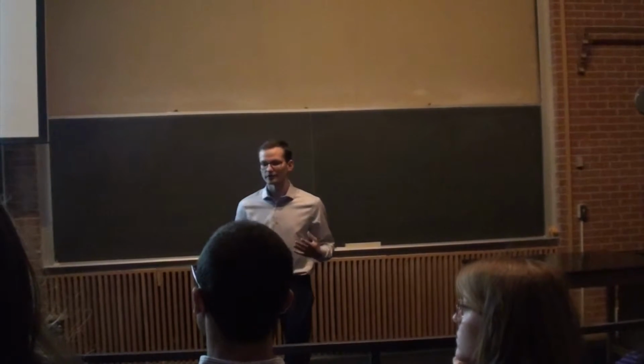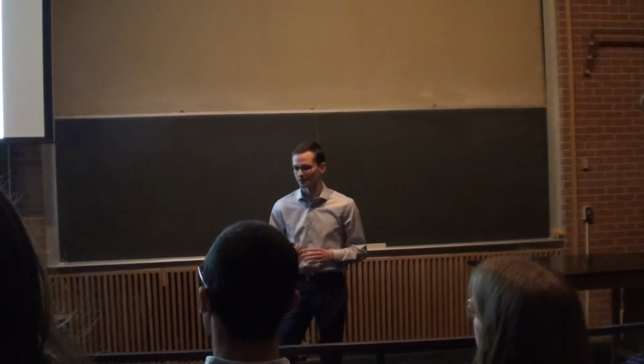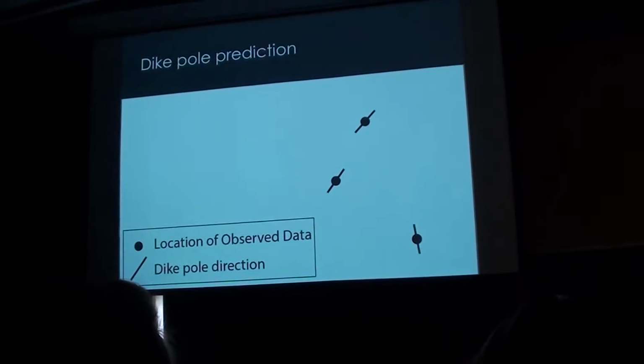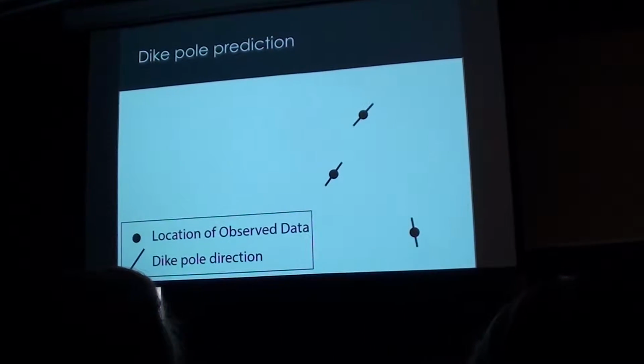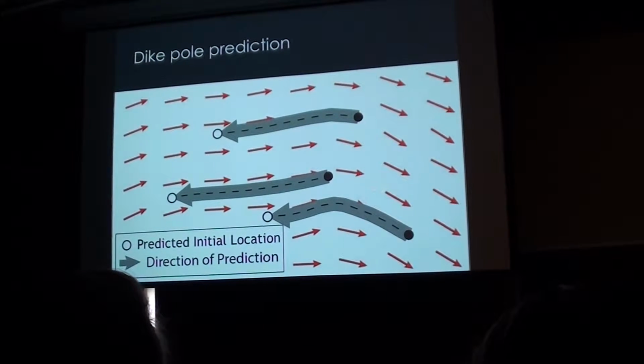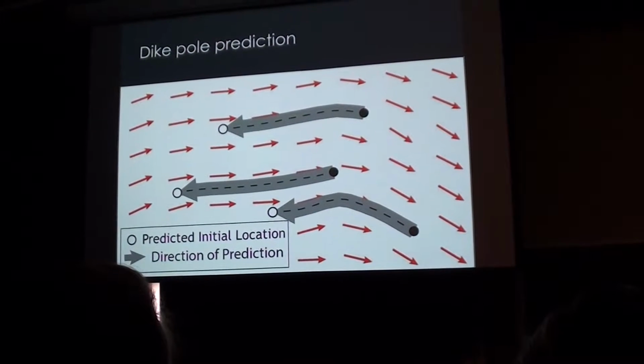And so we want to create a model that is able to predict dipole data. The first step we need is to figure out where the dikes formed in their initial forming location. The way we do this is we have our model predict the velocity field, and then we can trace back the dikes through the velocity field to their initial forming location.